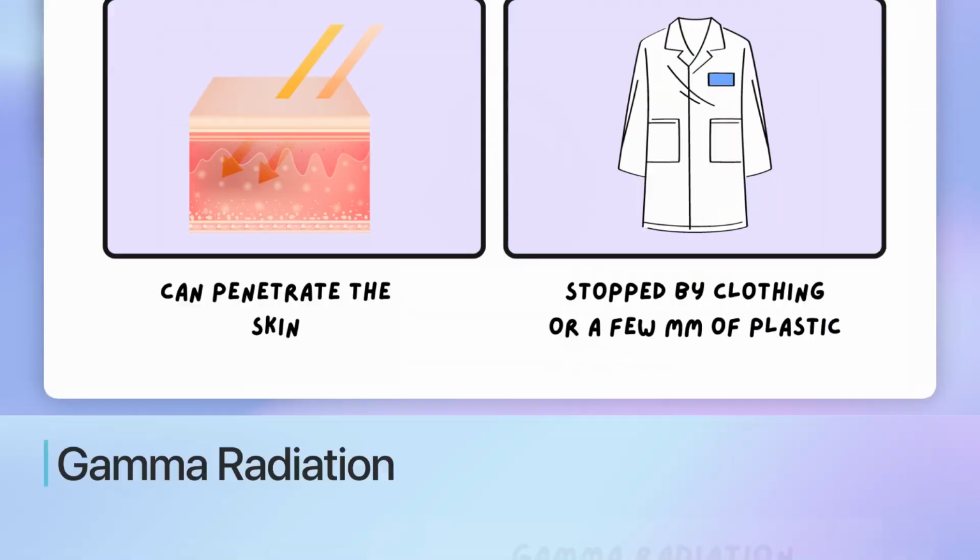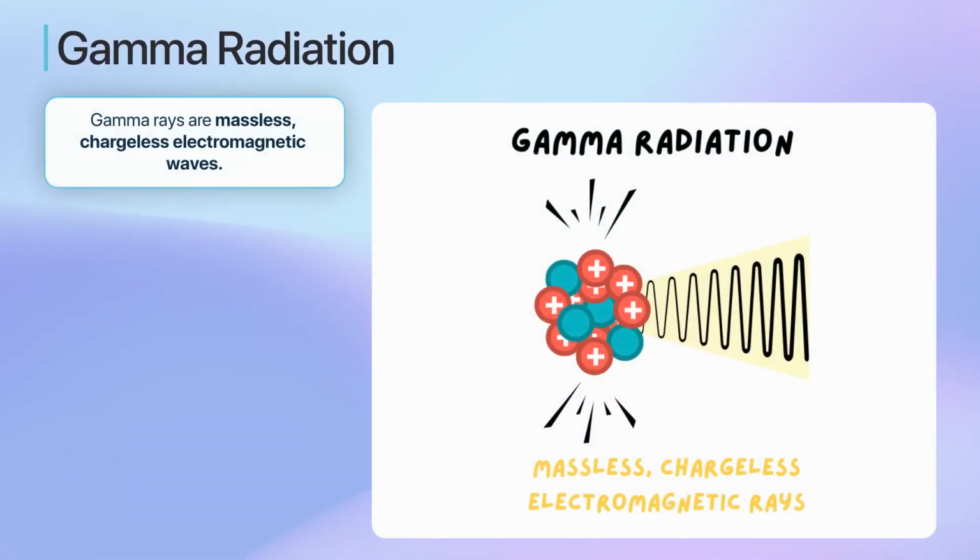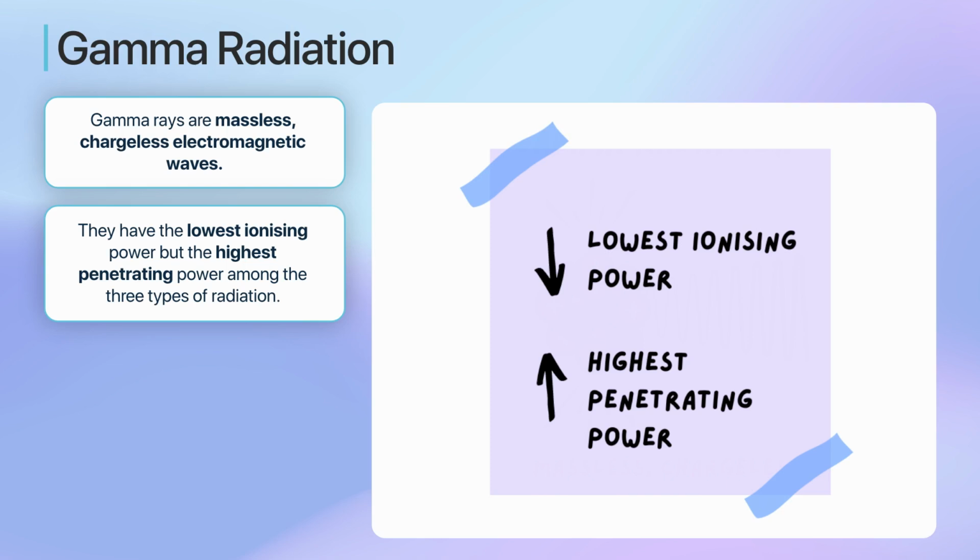In a lab environment, appropriate safety measures such as wearing protective clothing can significantly reduce the risk posed by beta radiation. Finally, gamma rays. Gamma rays are massless, chargeless electromagnetic waves, and so they have the lowest ionizing power but the highest penetrating power among the 3 types of radiation.